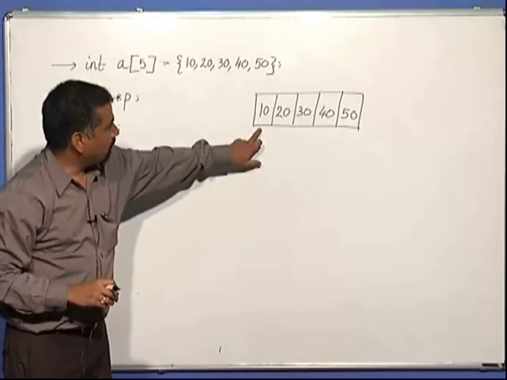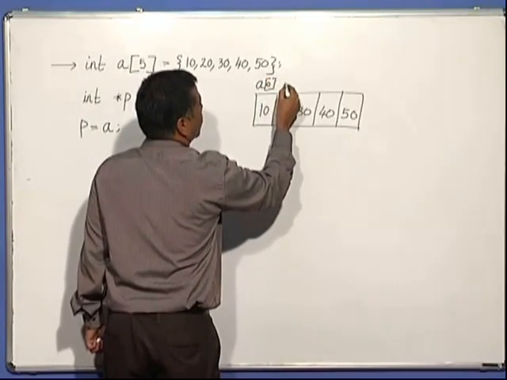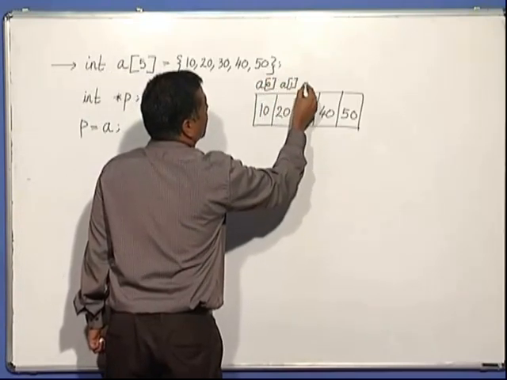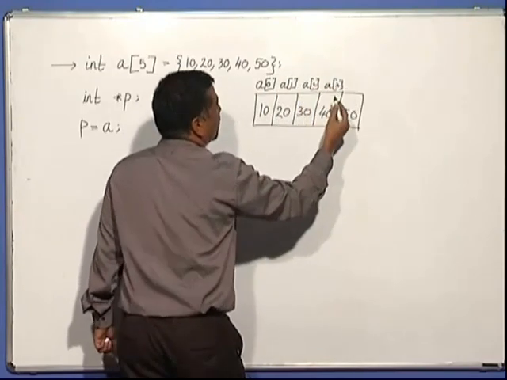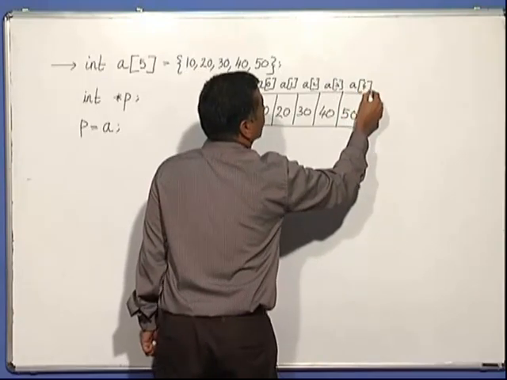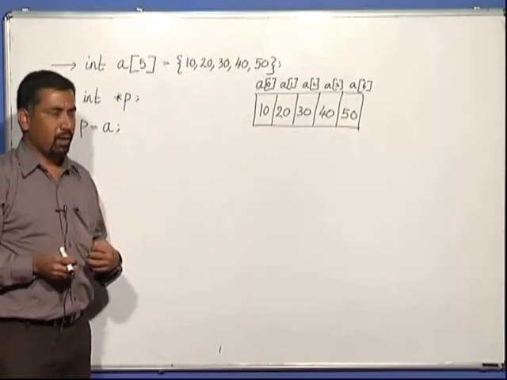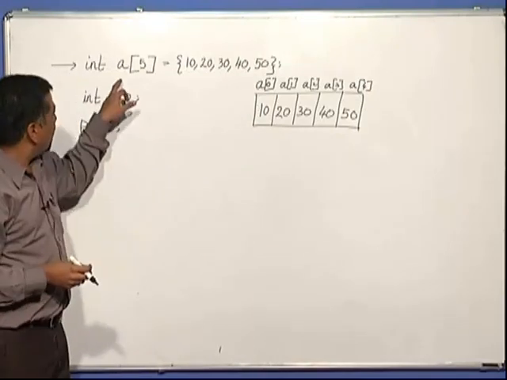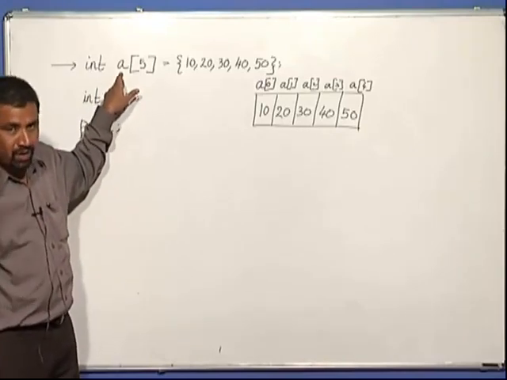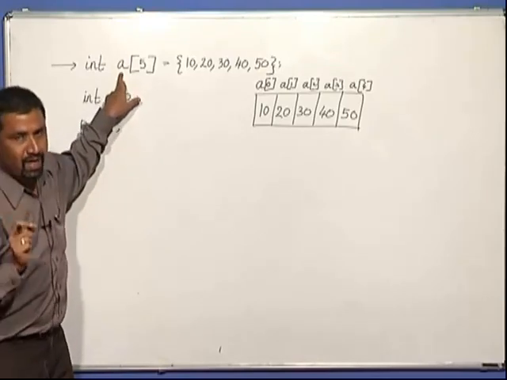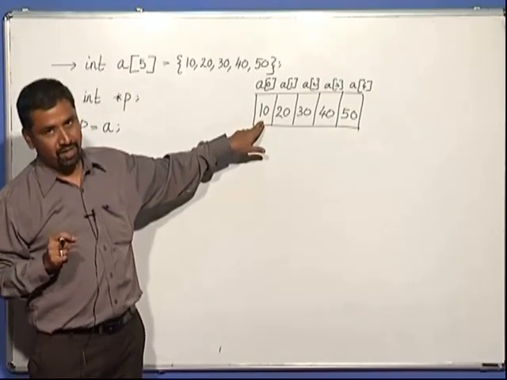We already know how to refer to each one of these cells. In my program, I would say A of 0, A square brackets 1, A square brackets 2, A square brackets 3 and A square bracket 4. That is the usual notation we use. Now, I would like to tell you a new thing. The name of an array, which is A here, just A, not A0 or A1, is a constant pointer to the first element of the array.